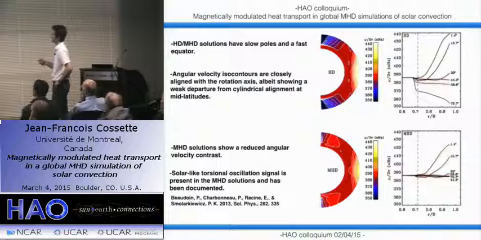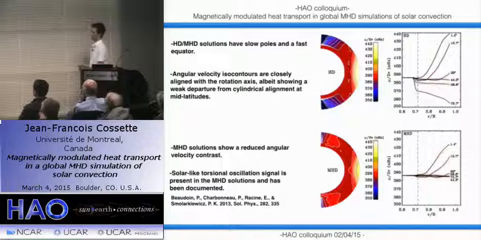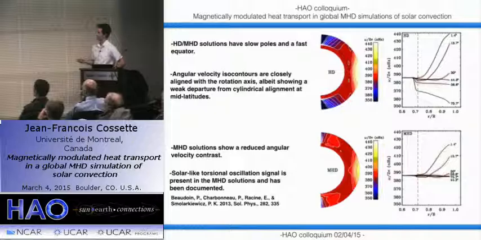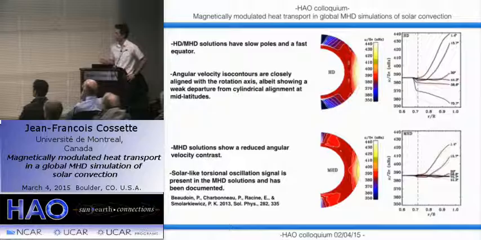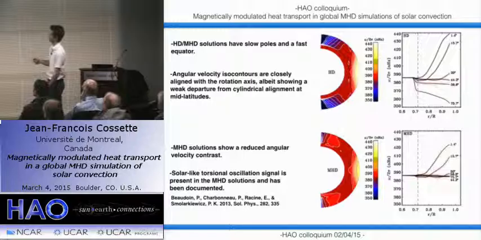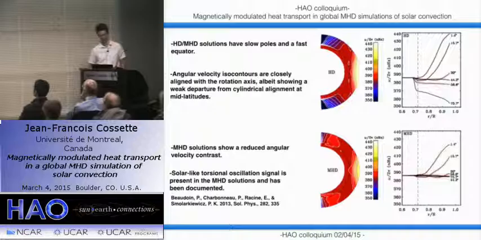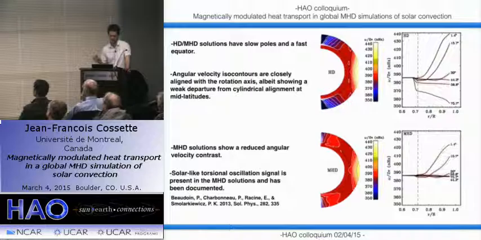So this has led to those mean angular velocity profiles in the hydro regime and the MHD regime. We get essentially the same features as other convective solar global convection simulations, such as the ASH code, with a super rotation at the equator and slow poles. Same thing with the pretty much aligned cylindrical isocontours of the angular velocity. In the MHD case, we get a reduced, almost three times smaller contrast between the equatorial differential rotation and the poles.